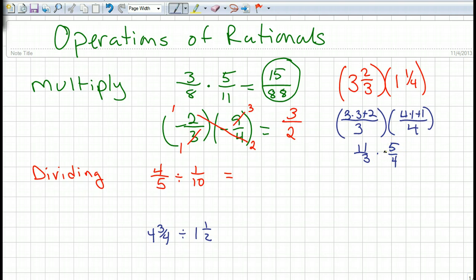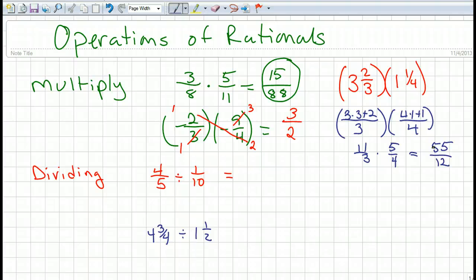Look at my diagonals. Is there anything I can do to pre-reduce it? No, there isn't. So I'm just going to multiply straight across. This will be 55 over 12. All right?